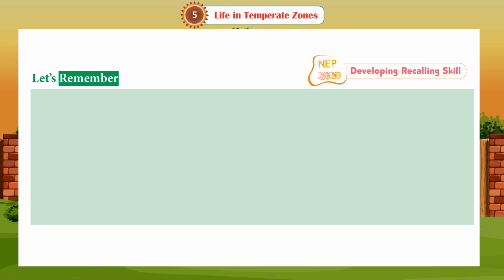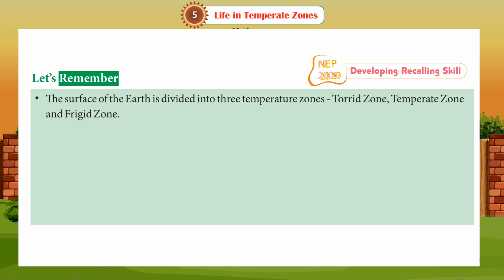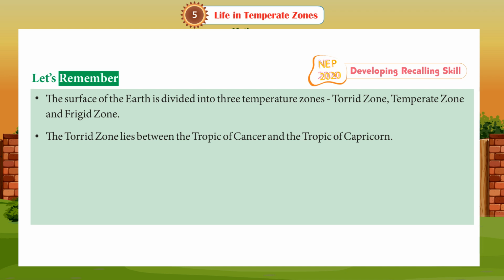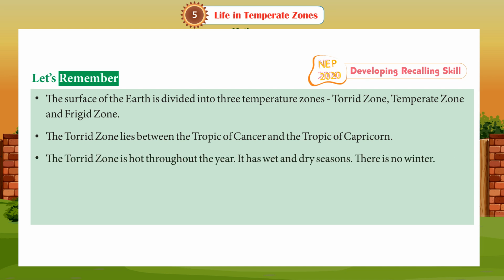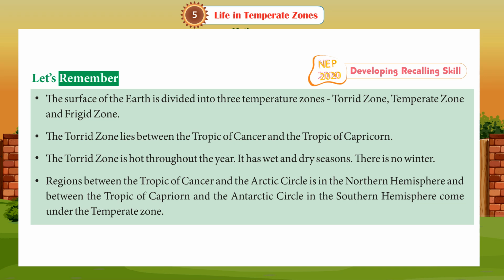Let's remember, the surface of the earth is divided into 3 temperature zones: torrid zone, temperate zone, and frigid zone. The torrid zone lies between the Tropic of Cancer and the Tropic of Capricorn. The torrid zone is hot throughout the year. It has wet and dry seasons. There is no winter.